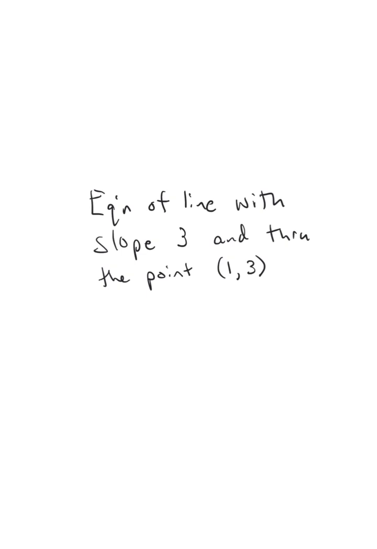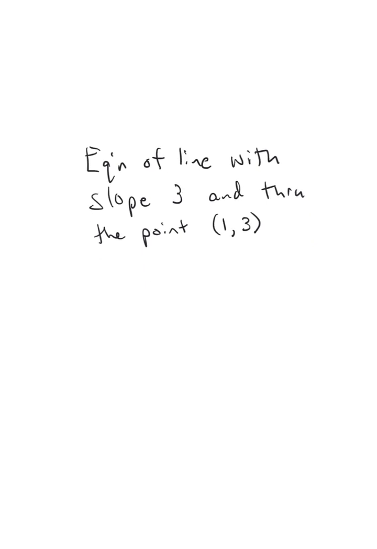All right, let's try to find the equation of a line with slope 3 that goes through the point (1, 3), okay? Again, we're trying to make it fit the equation y equals mx plus b. You have the slope, so that's m equals 3, so that is going to be fine.